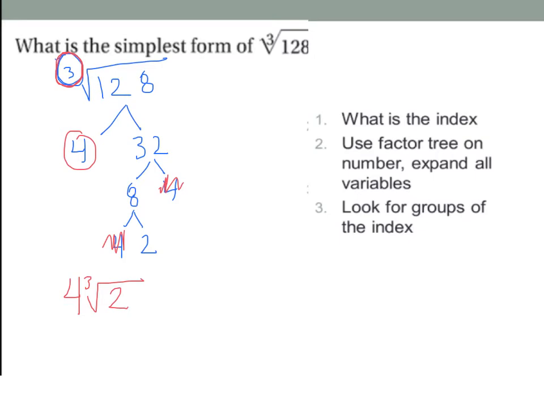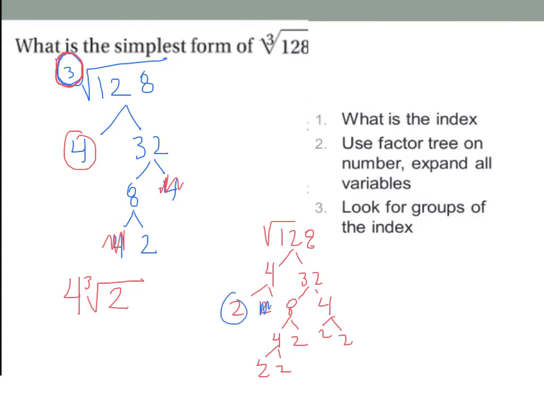Now, if you would have done the factor tree like so, you're still going to get the same answer because I'm still looking for groups of 3. So I'm going to circle one 2 and cross two 2s out. Circle one, cross two 2s out. So now when I look at this, I have a 2 here and a 2 here. That would just be 2 times 2. Both of those get taken out of the root, and then I still have a cubic root of 2. Either way, I still get my final answer to be 4 times the cubic root of 2.